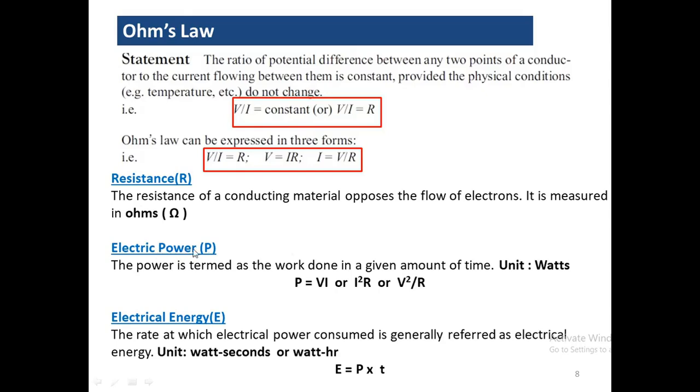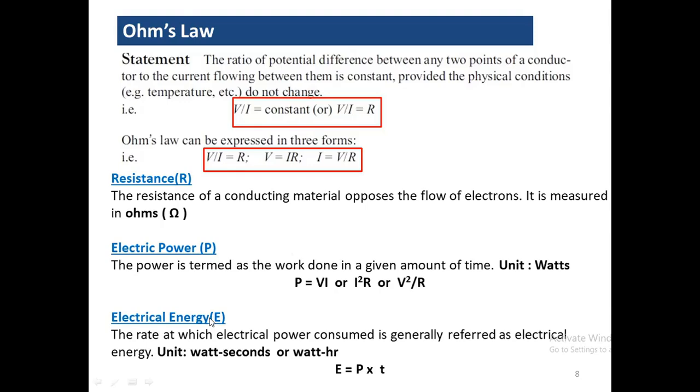Now let us see about electric power. Power is termed as work done in a given amount of time. How much work is done? It's a product of the voltage and current, or if we substitute the Ohm's law relationship, we get two other formulas for the power: in terms of current and resistance, I square R, and in terms of voltage and resistance, V square by R. The unit of power is watts.